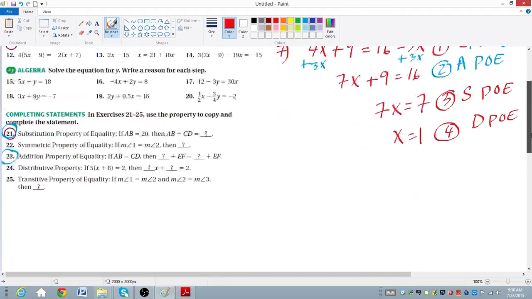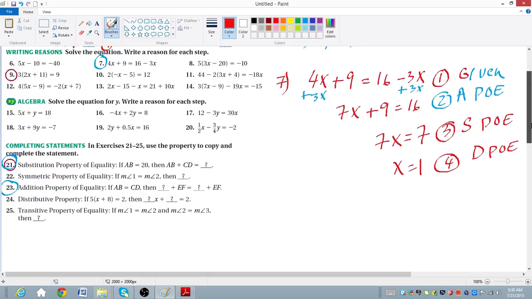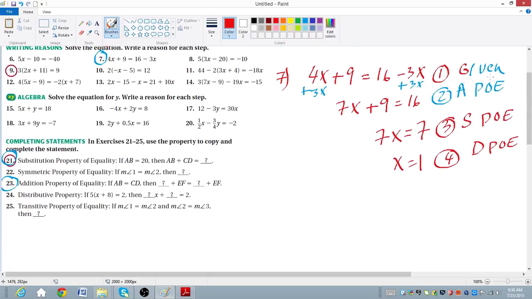That's number 7. And then you can do up to number 20. It's the same thing, just make sure you start with given and then line 2, line 3, line 4, line 5, line 6, whatever. How do you get from line 1 to line 2? What did you do? So make sure you study number 7.